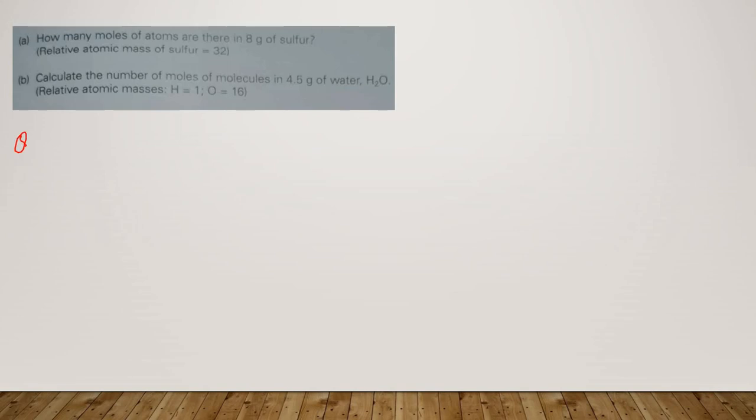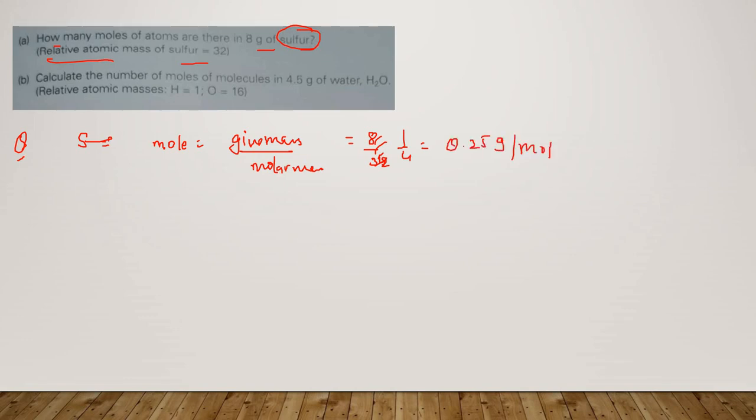The question asks: how many moles of atoms are there in 8 gram of sulfur? Sulfur here means one sulfur atom. What is the relative atomic mass? It's 32. We just discussed that the mole will be the given mass divided by the molar mass. So it will be 8 divided by 32, which is 1 by 4, which is nothing but 0.25 mole.